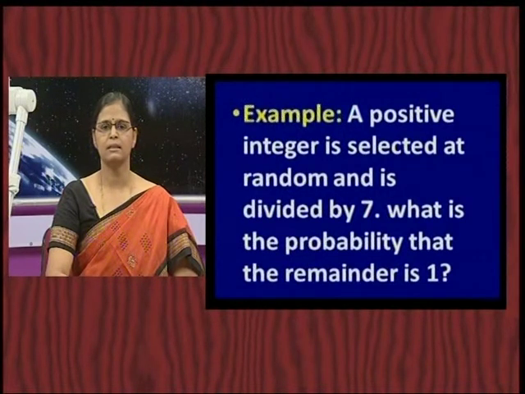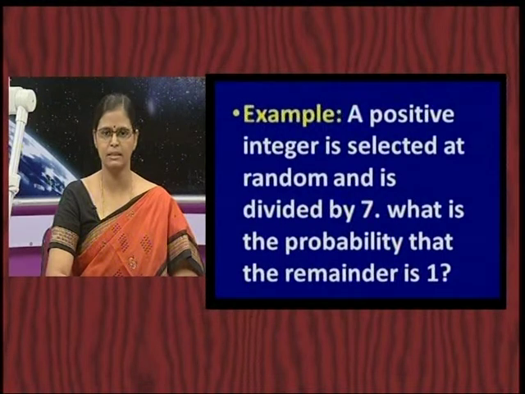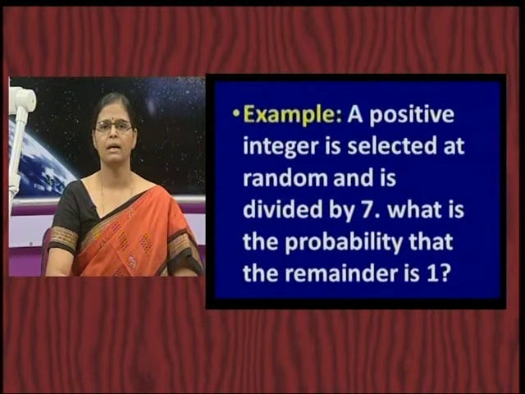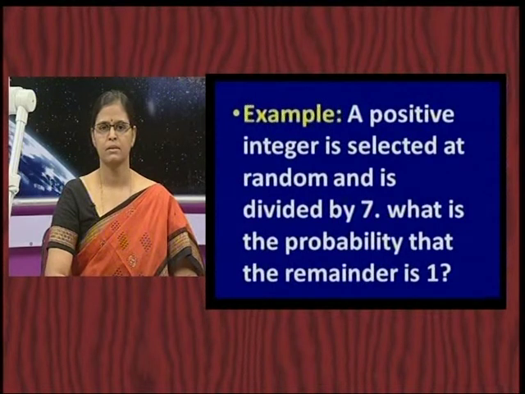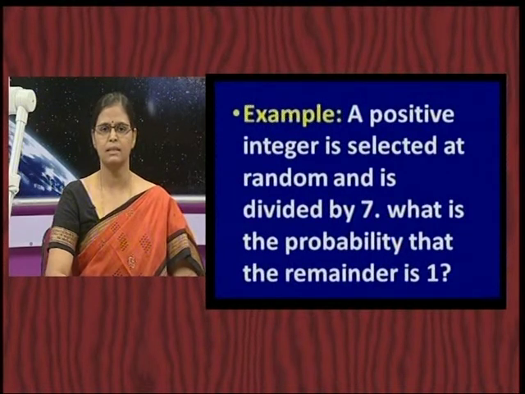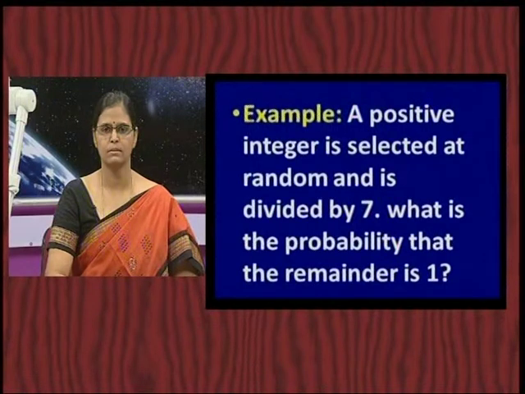Let us consider an example. A positive integer is selected at random and is divided by 7. What is the probability that the remainder is 1?